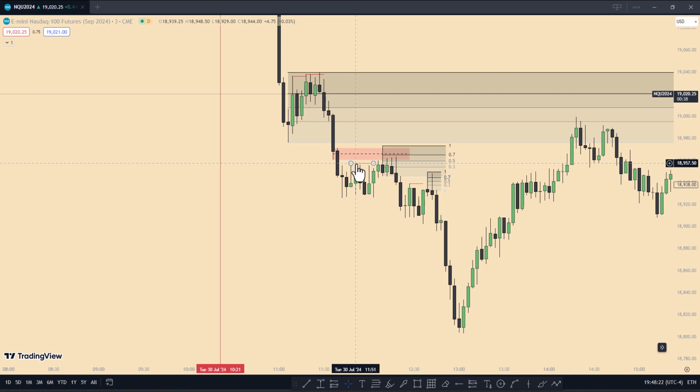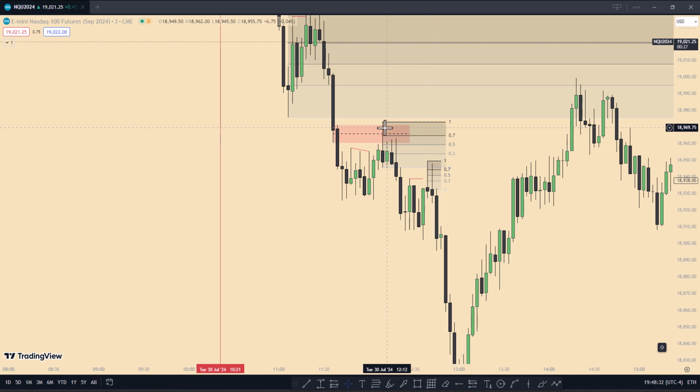So sweeping this liquidity right here on these highs, tapping into this zone, right? And then failing to close above it, failing to close above this high. And then the CSS confirmation happened right here. Price returned back, but as you can see, there was no 30% mitigation. So I usually take my entry there.